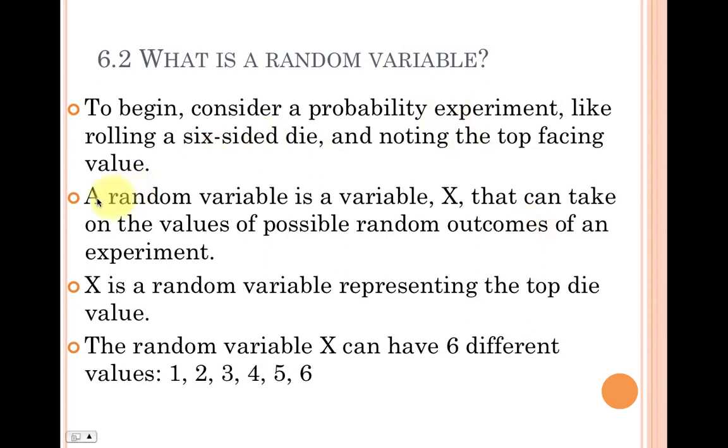So the definition: a random variable is a variable x that can take on the values of possible random outcomes of an experiment. So the values of x in this particular experiment are 1, 2, 3, 4, 5, and 6. Okay, let's look at more examples. We can express this algebraically by just saying x equals 1, and then we put a comma next to each possible value of x.